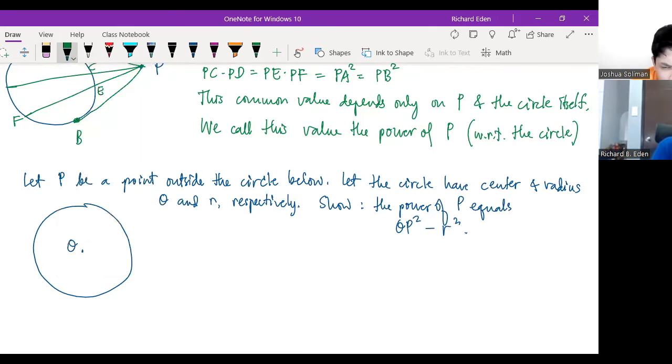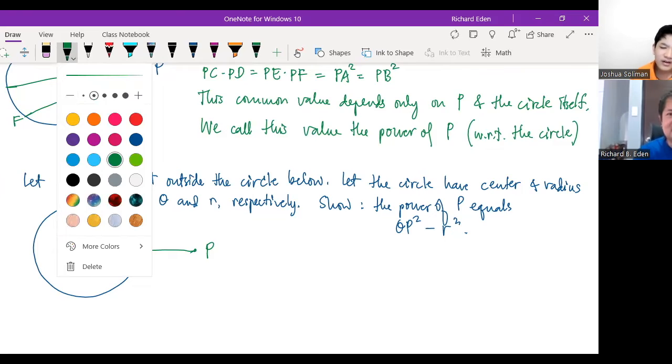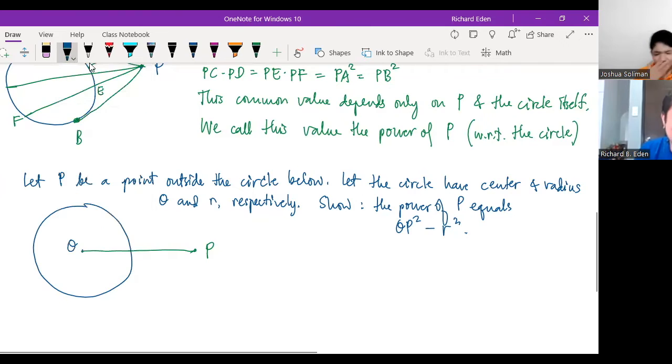So drawing point P here, OP squared is the length of this segment. And then, a tangent from P to the circle would be perpendicular to the radius. So actually, it's straightforward from the Pythagorean theorem, right? All right.